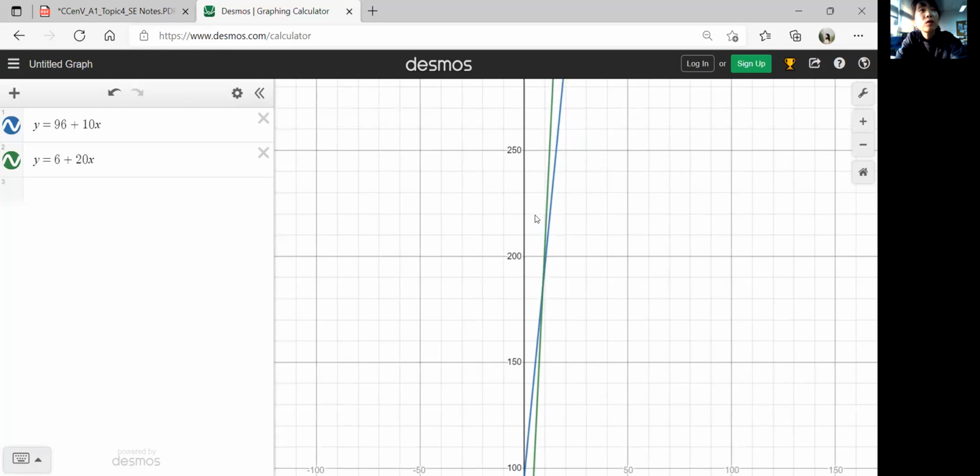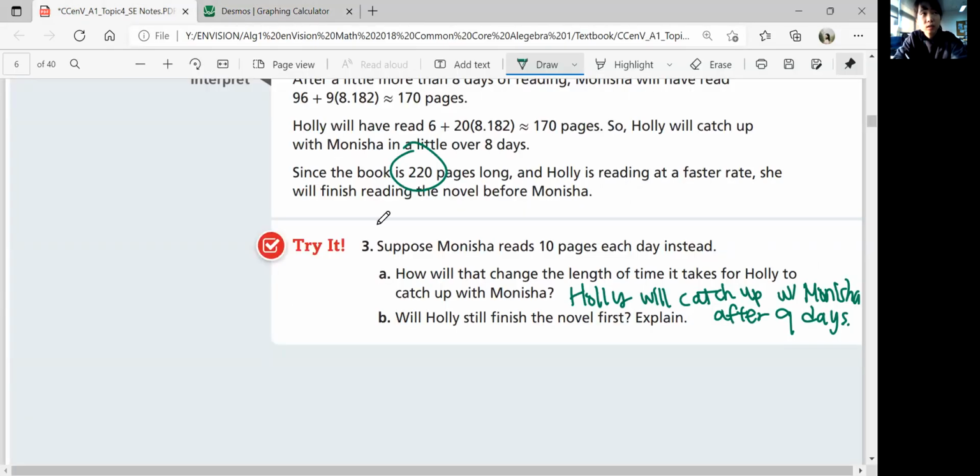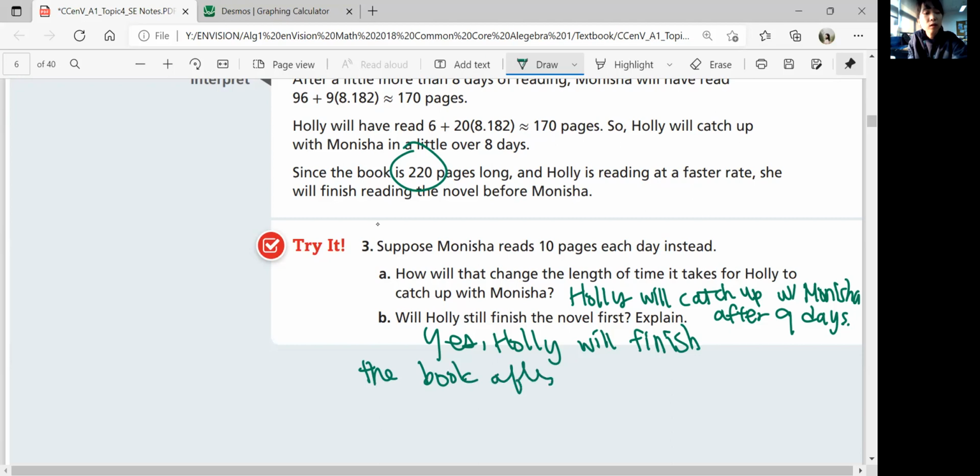220 is about here, right? So Holly catches up, and then she will go ahead after that and she will finish the book first. Okay. So yes, Holly will finish the book after about 11 days.